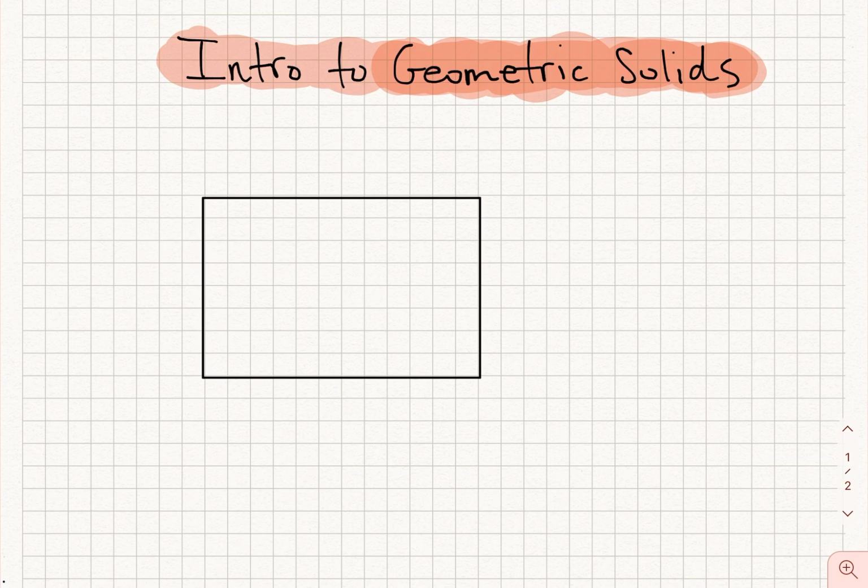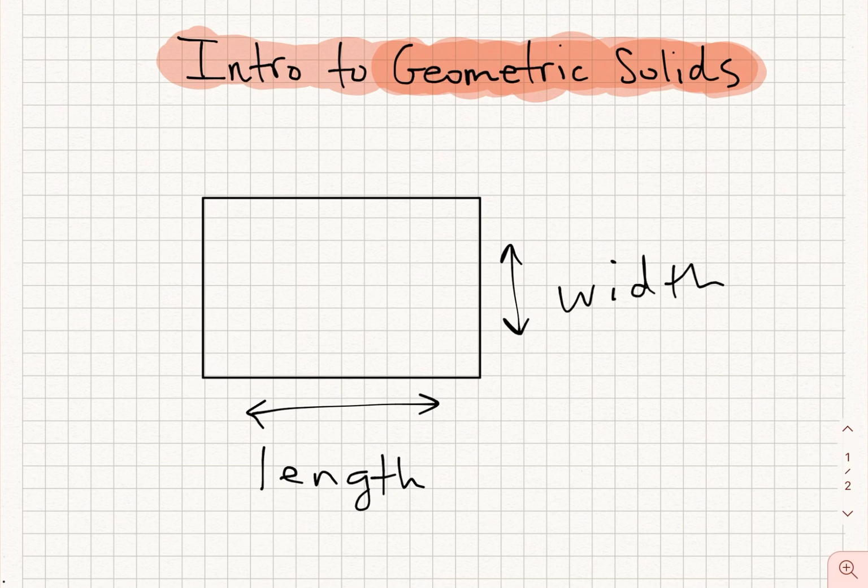One of those dimensions is its length, what we might call the base. Another dimension we might use to describe it is its width. How wide is this rectangle? Now, we can say that it has two dimensions, length and width.